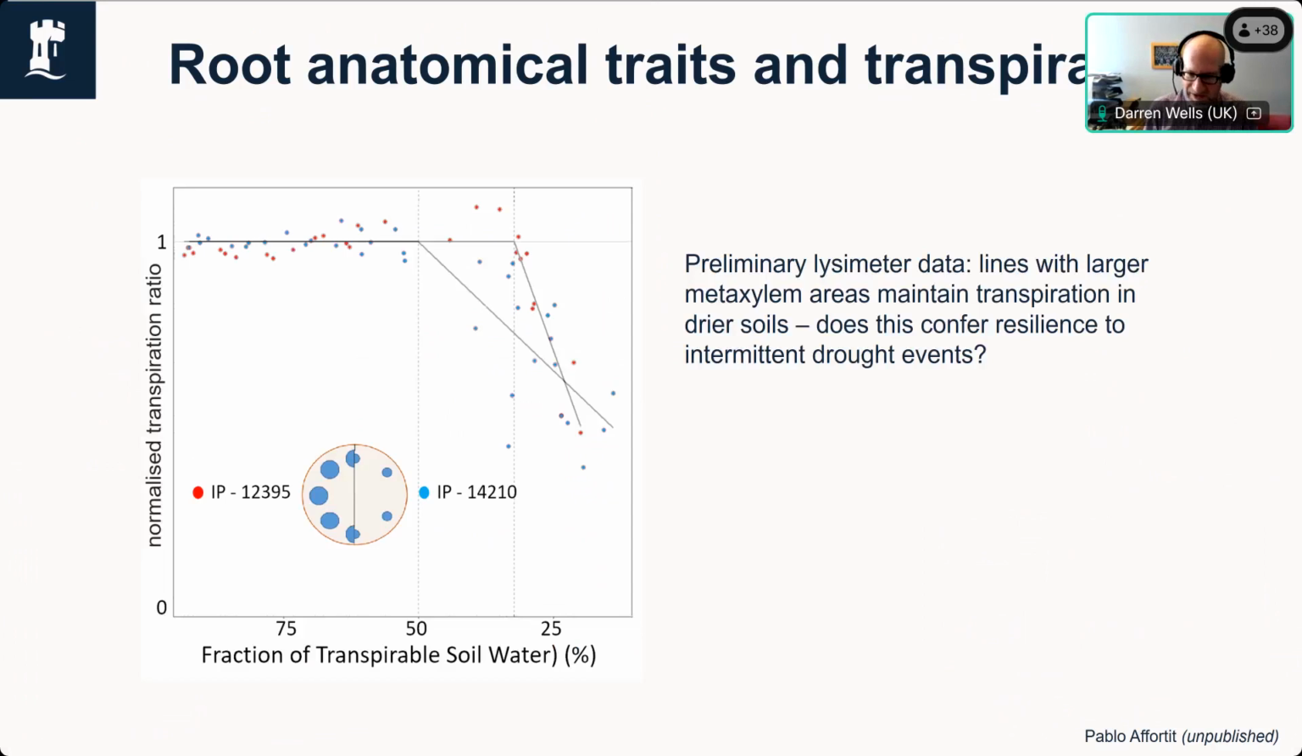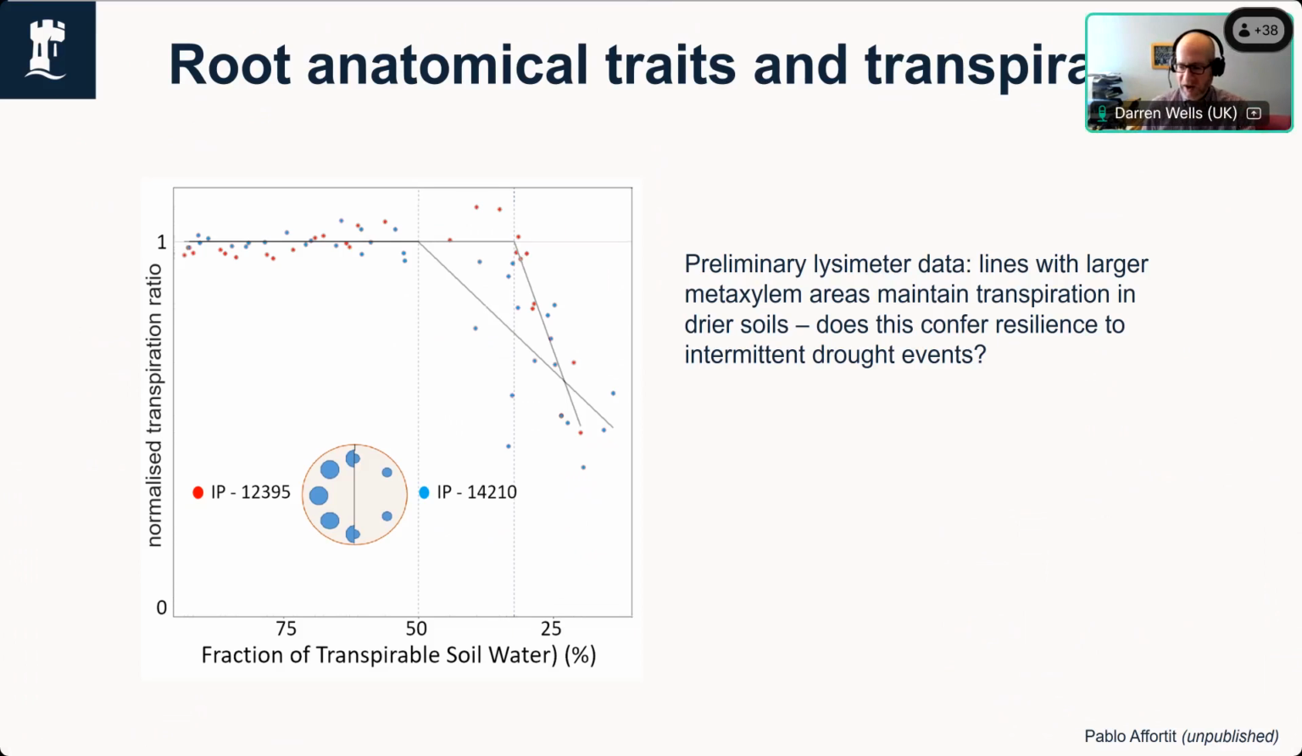This is preliminary data from the lysimeter. This needs to be looked at in a few more lines, but the lines with a larger metaxylem area do seem to be able to maintain transpiration in drier soils. So you could imagine this might be a mechanism for conferring the advantage we've seen. If they can stay transpiring longer before you hit a certain fraction of available water, you'll get more water, which will help you survive the period. Or conversely, when rain comes back, you'll be able to move to full transpiration at a lower available water outside.